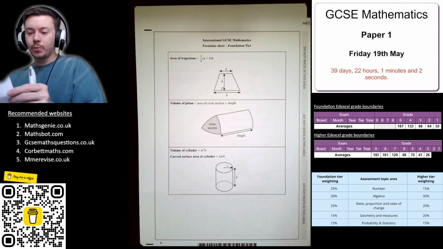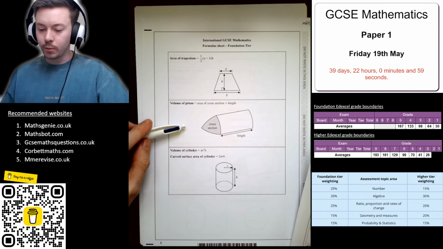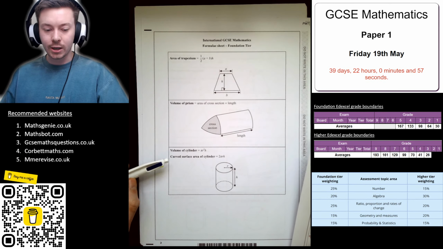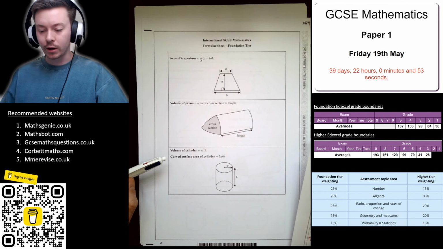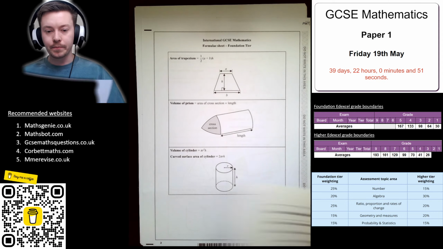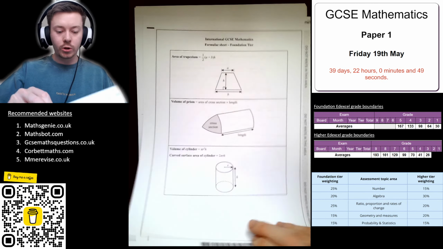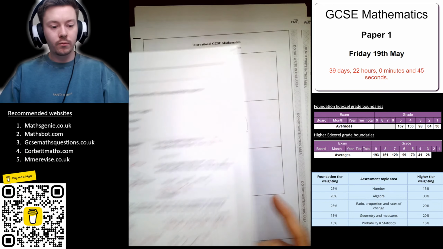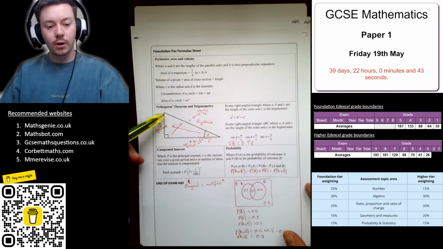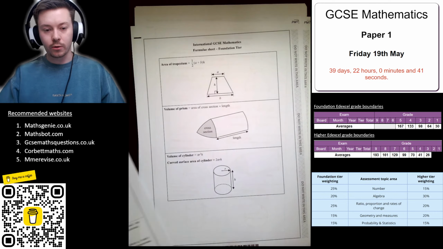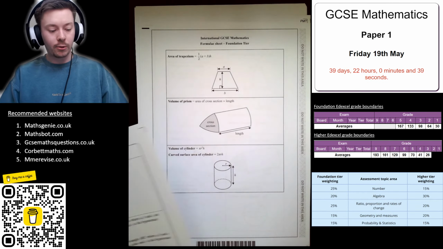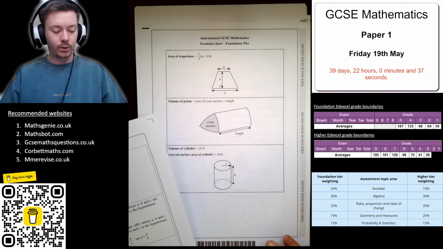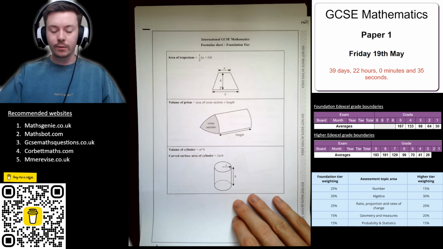So you get the area of a trapezium, the volume of a prism, and the volume and curved surface area of a cylinder. That's something that you don't get on Edexcel or AQA. What you also don't have on here, if we have a look, is Pythagoras' theorem and trigonometry. That's not on there. You don't get compound interest, and you don't get a probability formula. So it's all shape related.